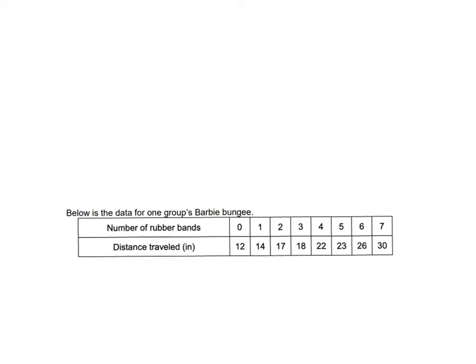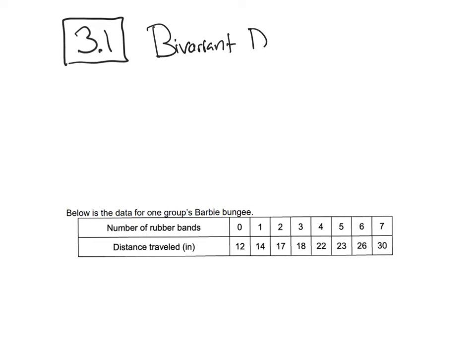So we got 3.1 stats. And in 3.1, what we're going to be talking about is this thing called scatter plots. We're going to be talking some correlation. We're going to talk about least squares regression line. We're going to be doing some predictions. But all in all, we're doing a thing called bivariate data.